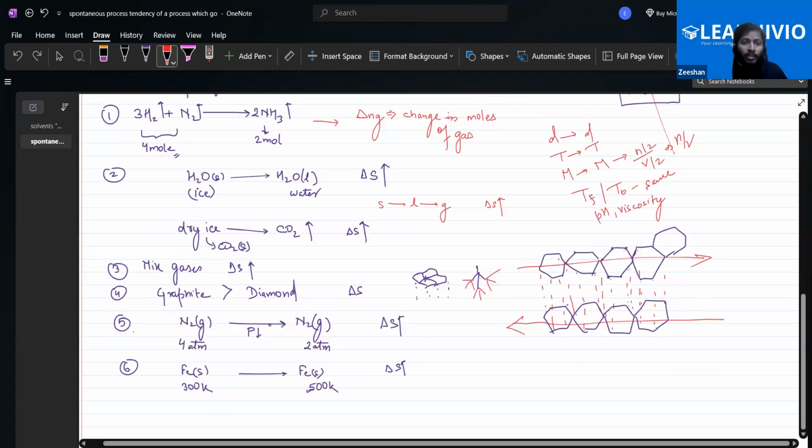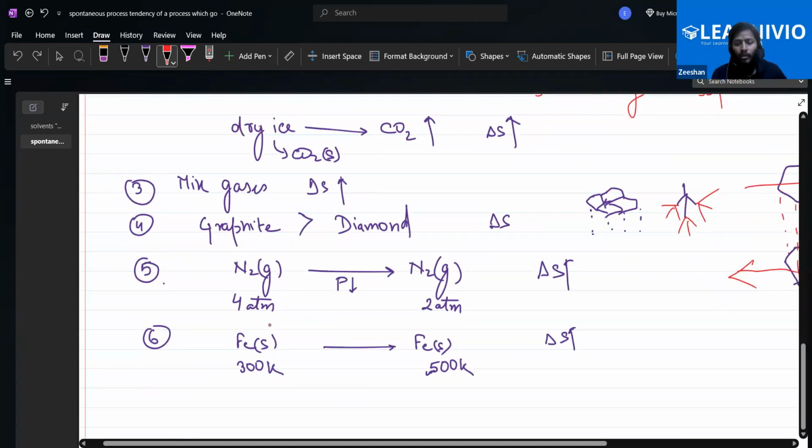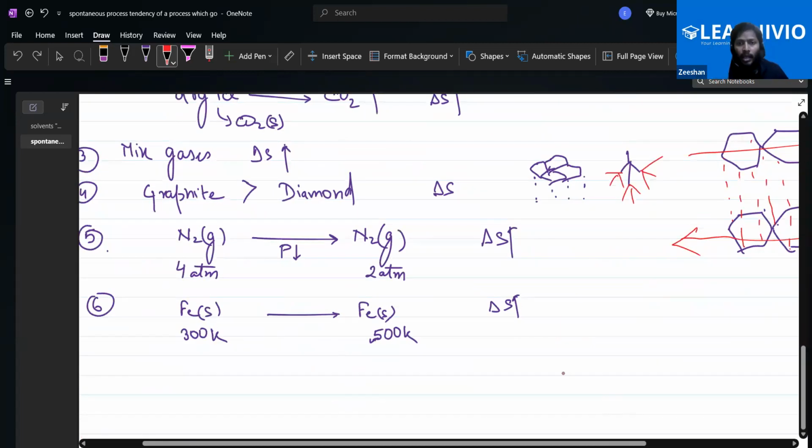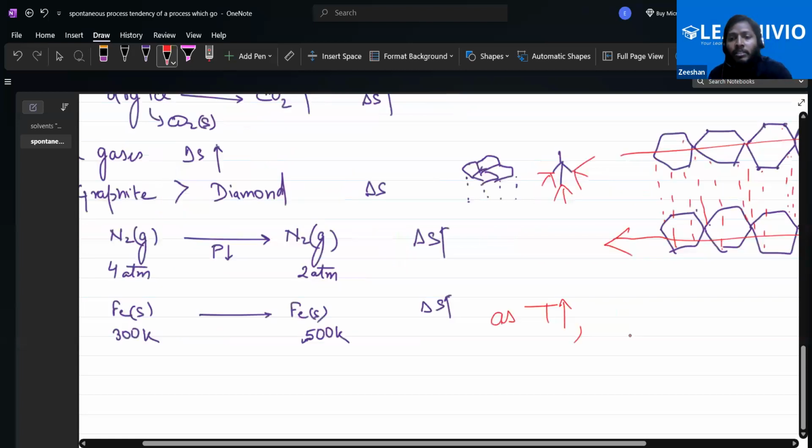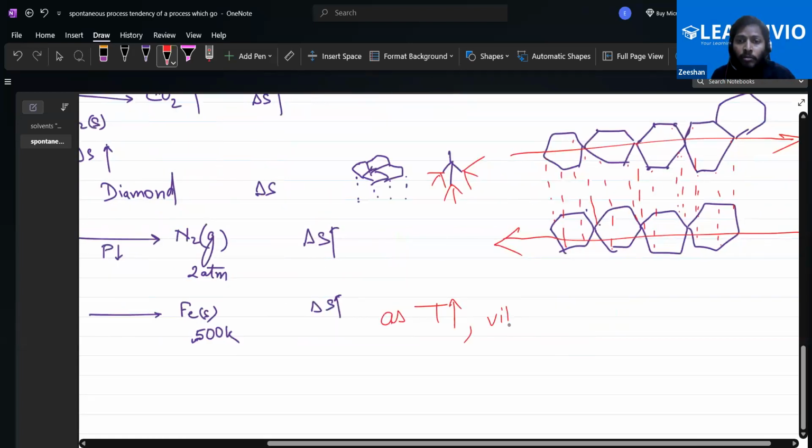Okay, so this one, the iron thing. See, as temperature increases, the vibration of the molecules increases. Do you have a problem with this step? Vibrating molecules increase, or you can say vibration increases. As vibration increases, randomness increases. Simple.